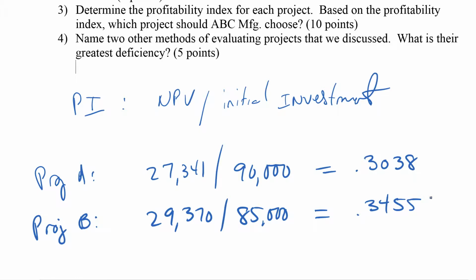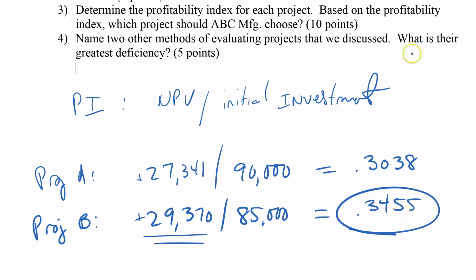So based on the index, which one should we choose? That gives us our higher profitability. Now, we may have chosen that anyway because it also has the highest net present value. But that may not always be the case. This number could have been bigger, but this one gives us a higher profitability.